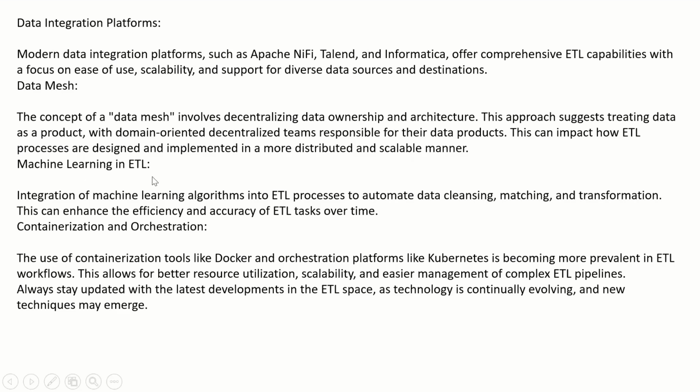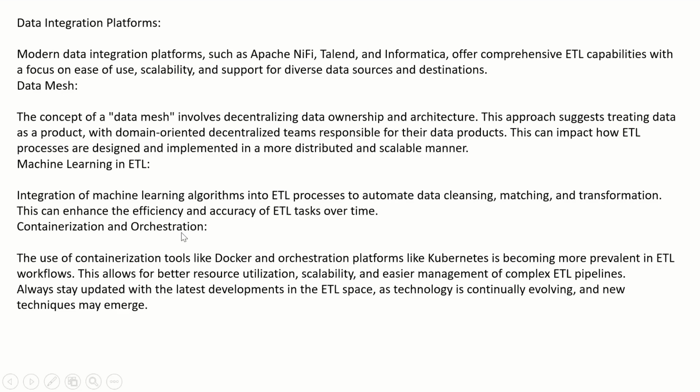Machine learning in ETL. Integration of machine learning algorithms into ETL processes to automate data cleansing, matching, and transformation. This can enhance the efficiency and accuracy of ETL tasks over time.